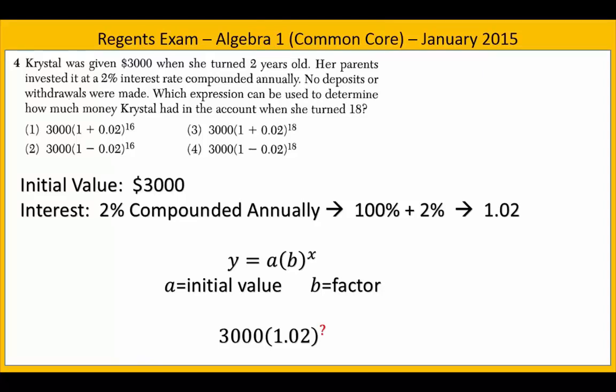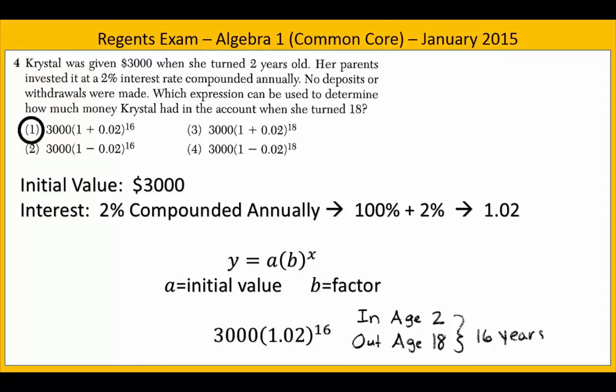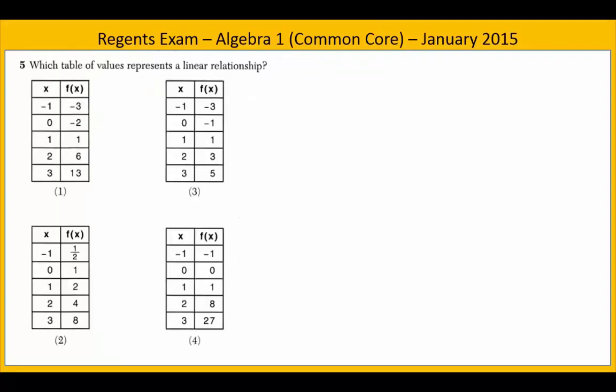What power is that going to be? Well, the money went in when she was 2 years old, and it was taken out when she was 18. That means the money was in the account for 16 years, so the exponent is 16. Look at the choices carefully. Choice 1 is 3,000 times 1 plus 0.02, that's 1.02, to the 16th power. And so choice 1 is our answer.